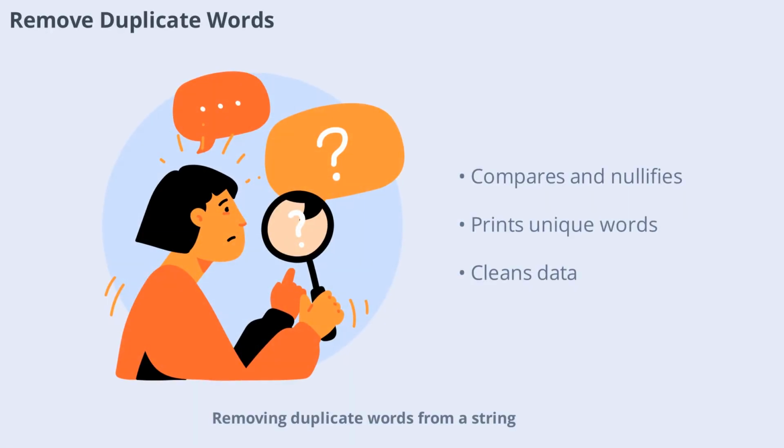Removing duplicate words from a string involves comparing each word and nullifying duplicates. The program then prints only the unique words. This is a useful technique for data cleaning and text processing.